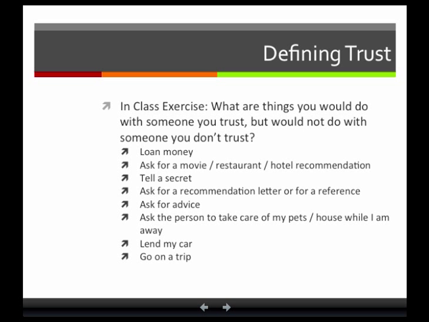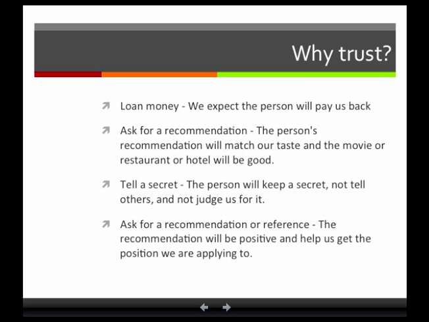Okay, so hopefully you took some time to note those things down. Now the next thing we want to do is try to categorize these together. The specific examples that you will have shared on the discussion board are things that we can kind of group together. But there are some general categories of trust, and here are some ways of thinking about what we've put together. So when we talk about loaning money, for example, we do that because we expect the person will pay us back. If we ask for a recommendation for a movie or a restaurant, we think that the person's recommendation will match our own taste, and thus following their advice is something that will work out for us.